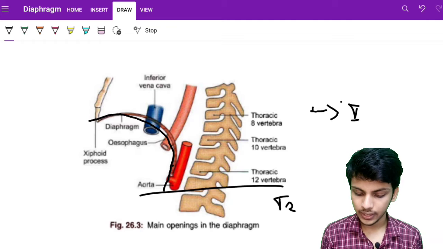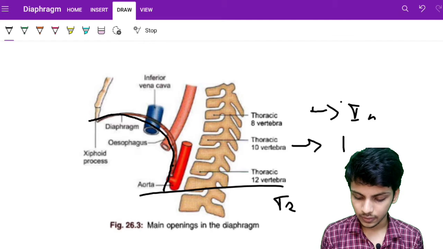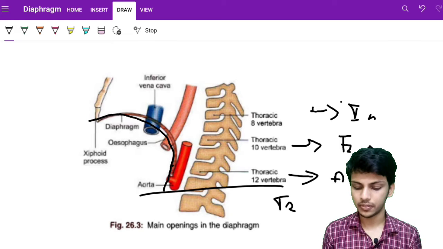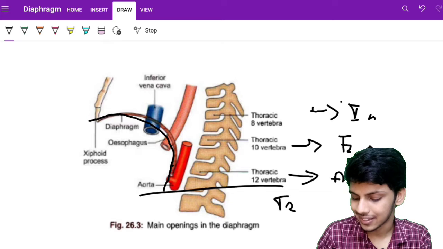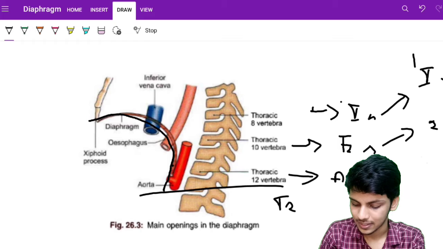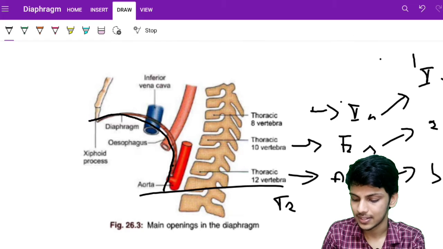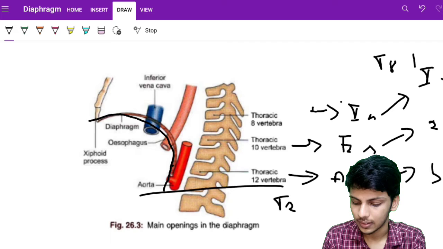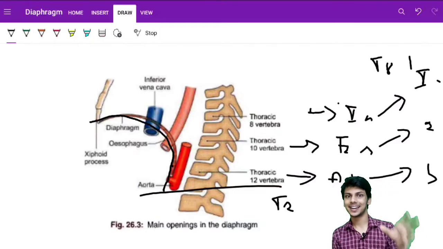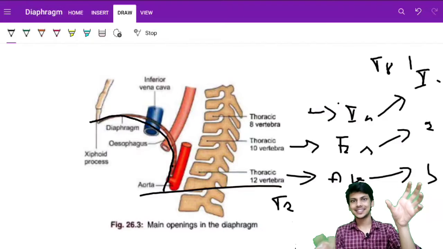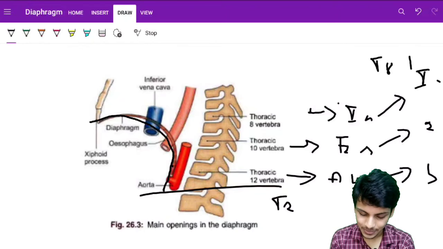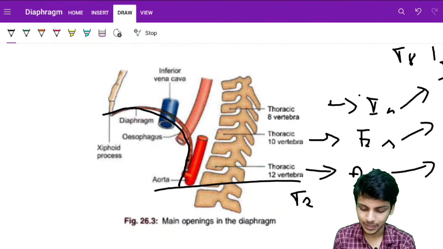At the level of T8 there is inferior vena cava. At the level of T10 there is esophagus, and at the level of T12 there is aorta. You can remember it like this. Imagine there is a World Cup and India won, so it's in first place. England is second place. Australia is third place. So at the upper level there is India, T8. Second, T10, that is England. And T12 is the last, that is Australia, third place basically. So those were the vertebral levels of it.